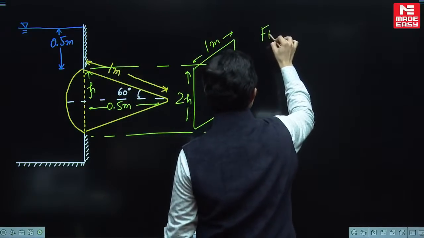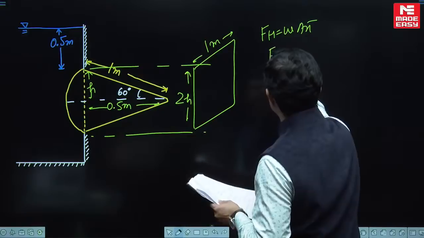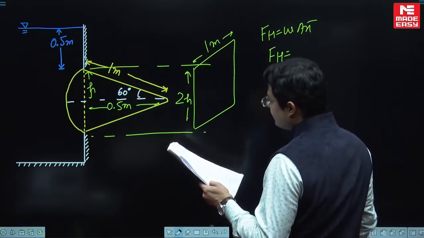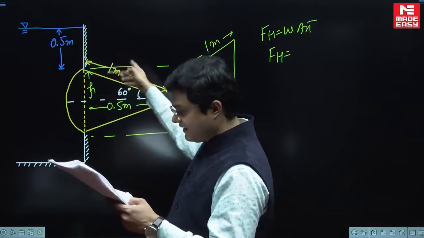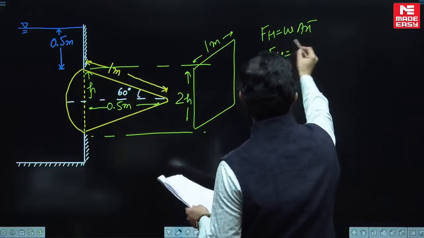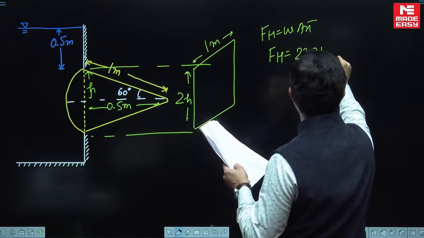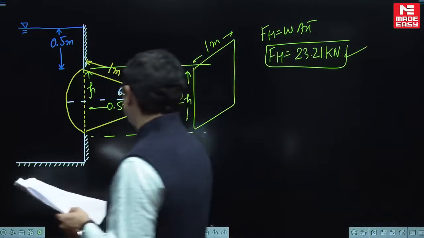So the horizontal force over this is going to be equal to W x bar. Let me give you the answer. The horizontal force, this h value, will come out to be 0.866025. Okay, so this horizontal force will come out to be 23.21 kilonewton. Come on guys, 23.21 kilonewton.